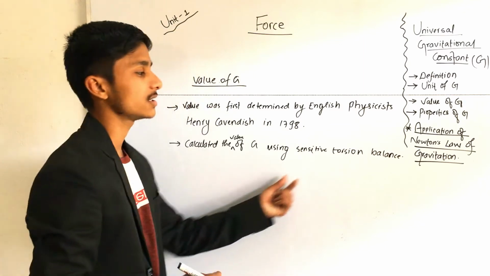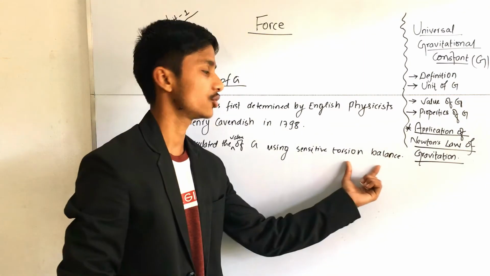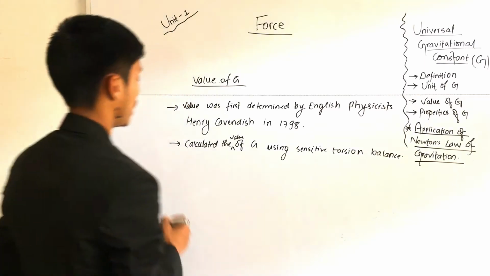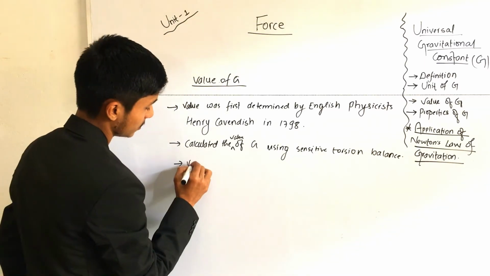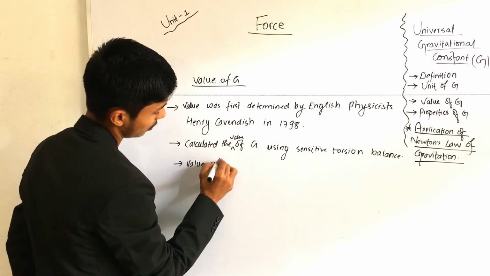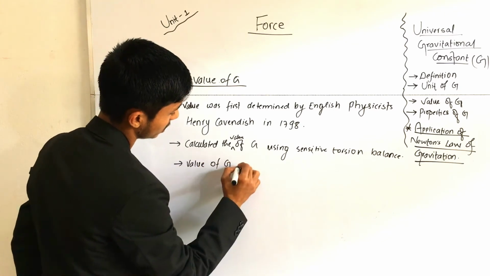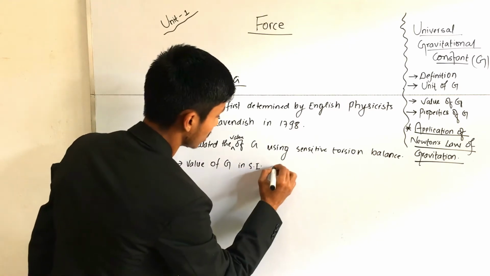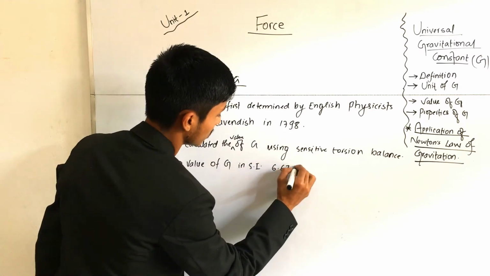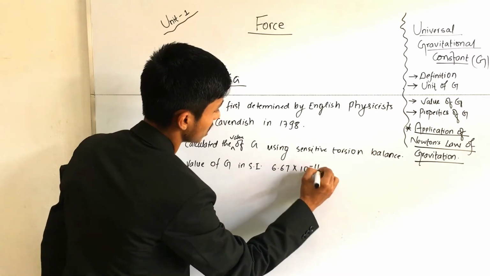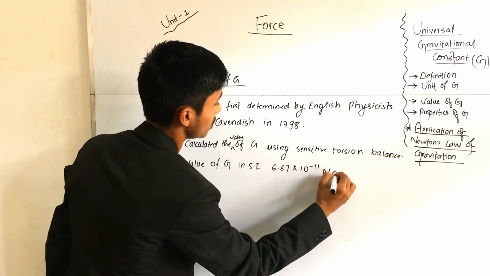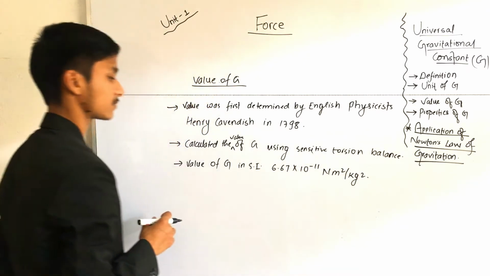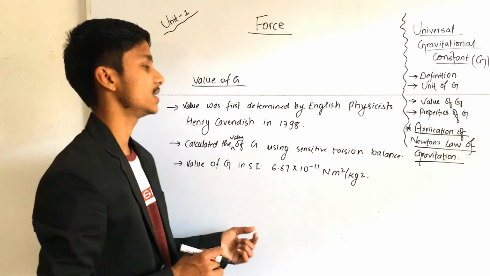Now you ask, what is the torsion balance? It is a kind of instrument to measure very small values, okay? And the value of capital G in SI, he gave the value in SI, that is 6.67 into 10 to the power minus 11 Newton meter square per kg square.